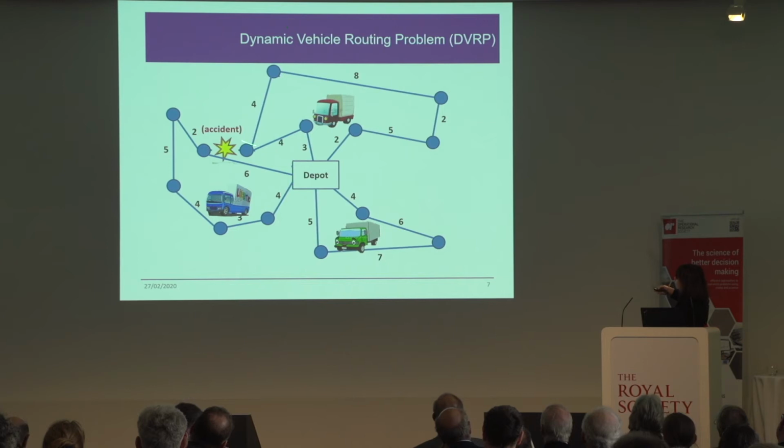And to incorporate this dynamic event into our routes, we have to take certain strategies. For example, here I allow the vehicle to divert, a diversion occurs here. So here, this customer was originally assigned to the second vehicle. Now, because of this accident, we assign this customer to the first vehicle. And this can avoid the delay caused by this accident here.